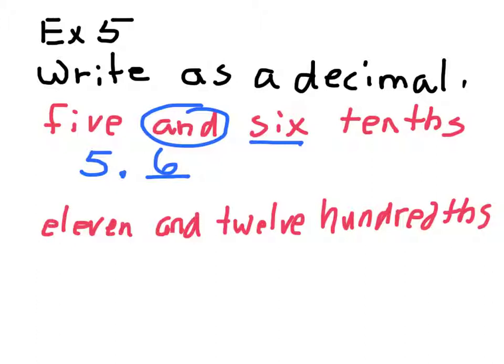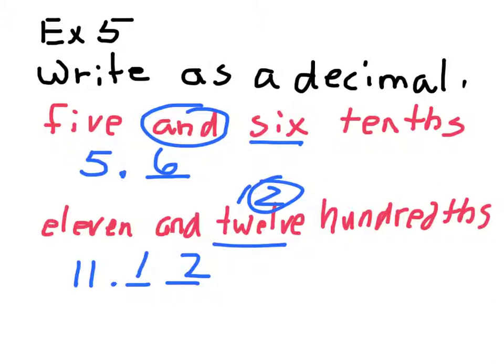And the last example, 11 and 12 hundredths. 12. What place does the far right digit, the 2, have to be in? It's got to be in the hundredths place, meaning the 1 goes there. So there we go, 11 and 12 hundredths. All right, so again the topic was fractions to decimals, decimals back to fractions, and various ways or formats to represent numbers.